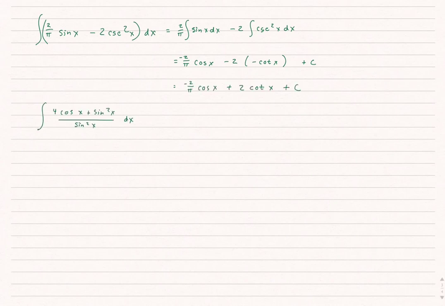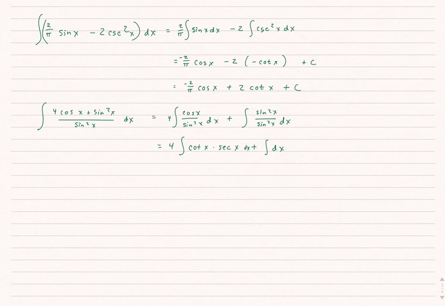If I have something like this, again, I'm going to have to break this up into two separate fractions, and when I do that, I see my first term I'm going to have to do a little bit more manipulation. I recognize that cosine x over sine x is cotangent x, and then I have a 1 over sine x left behind, which is cosecant x.